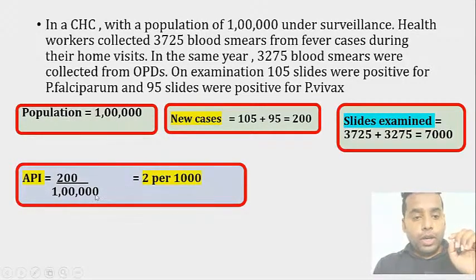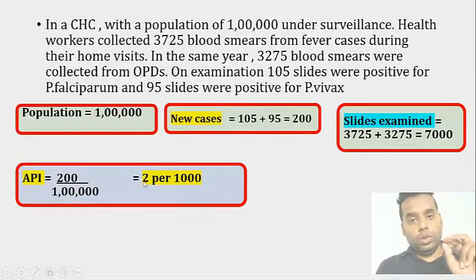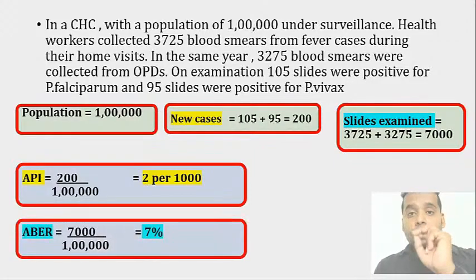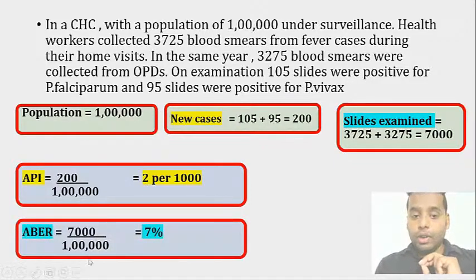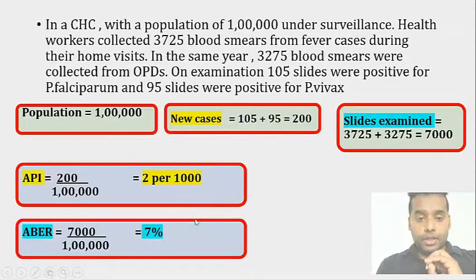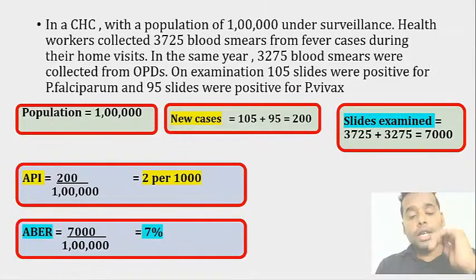Now come to API. For 1 lakh, there are 200 cases. So for 1000, it is 2. 2 per 1000, that is API. Now come to annual blood examination rate. For 1 lakh, 7,000 slides are examined. So in percentage, it is 7%. 7% is below efficiency. I told you it should be more than 10%.